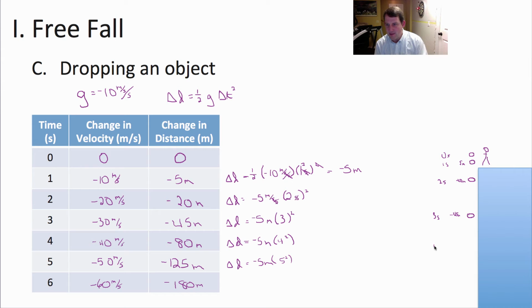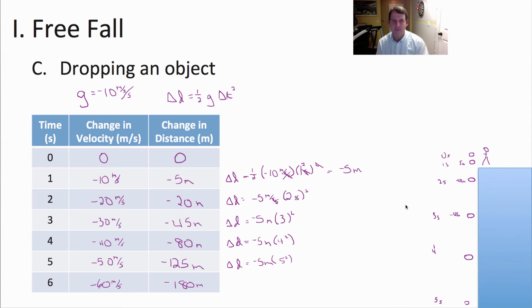And at 4 seconds, I'm going to run out of room here. It's gotten even farther away, which means it's 80 meters away. And then 125, it's here. And then 180 is way down here. And you can see that every second, the distance gets bigger and bigger and bigger. And that's because every second, of course, we're moving faster and faster and faster. And that's where that squared comes in. That squared is what makes that distance grow really fast.